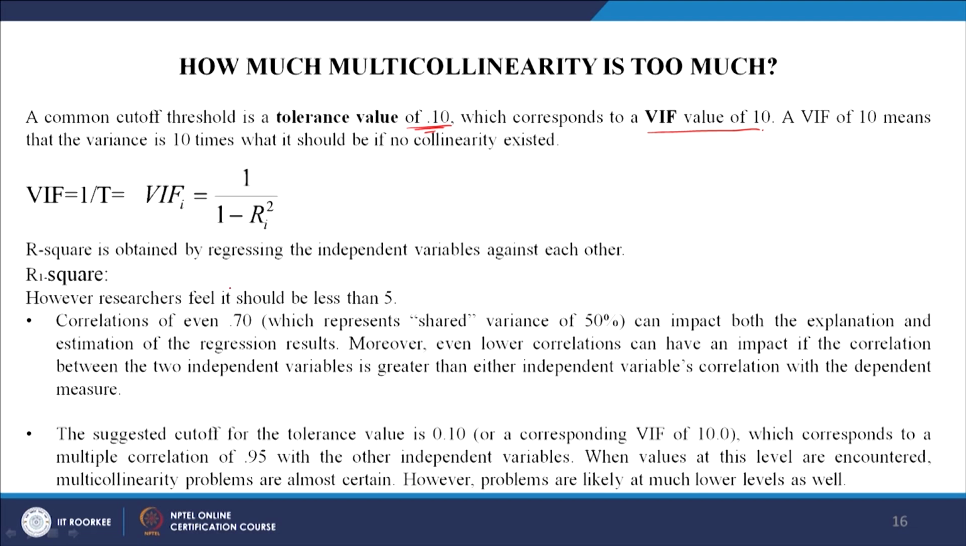So, you need to have, at least I have written here, it should be less than 5, right. Correlation of 0.7 can impact both the explanation and estimation of the regression results. Moreover, even lower correlations can have an impact if the correlation of the two independent variables is greater than either independent variable's correlation. That means, sometimes the combined effect becomes larger and that can create a problem, right. So, this is what it is about multicollinearity.